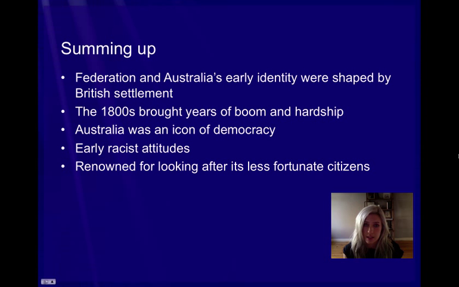Australia has been since this time known as an icon of democracy because we were one of the first places to allow women to vote and to have paid parliamentarians, but unfortunately we are known for our early racist attitudes, which made it difficult for people that weren't Anglo-Saxon to feel welcome and have equal rights here. One of our good reputations from this time is that we're renowned for looking after our own less fortunate citizens because we have had pensions, injury compensation and even maternity leave from early on.